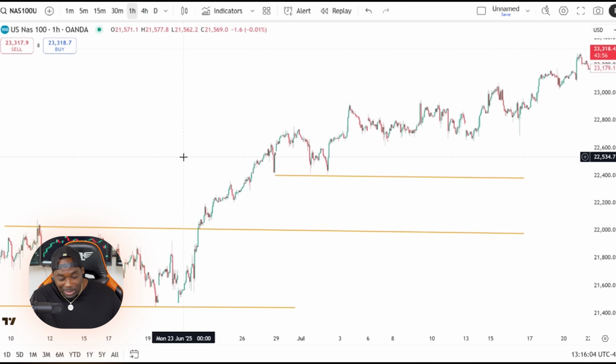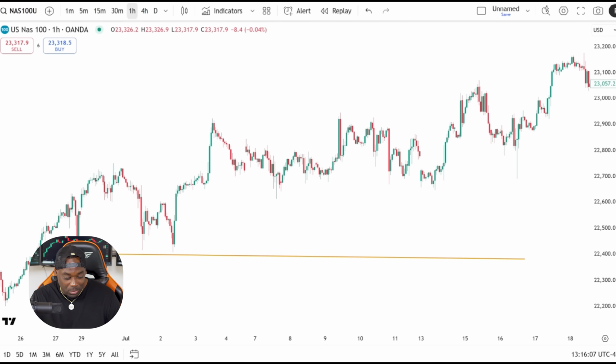If I'm only looking at the high time frame, I would just look at the swing highs and the swing lows.